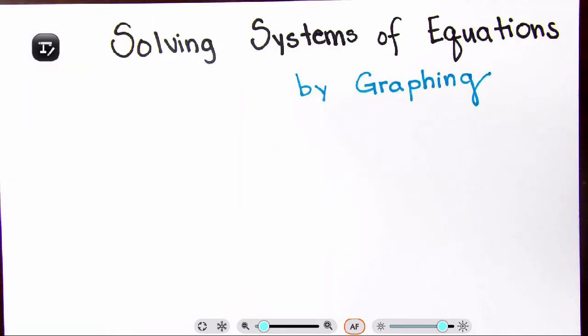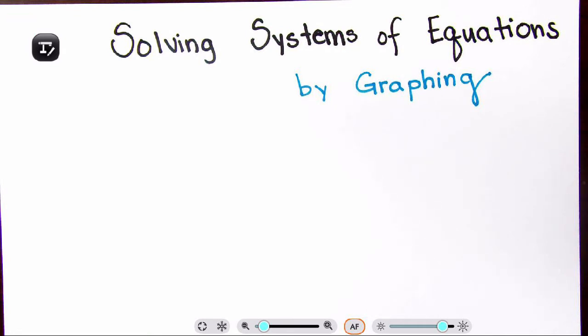Beautiful people, and welcome. In this video, we are talking about solving systems of equations by graphing. Now, there are three ways to solve systems of equations: graphing, elimination, and substitution. In this video, we will only be covering graphing.